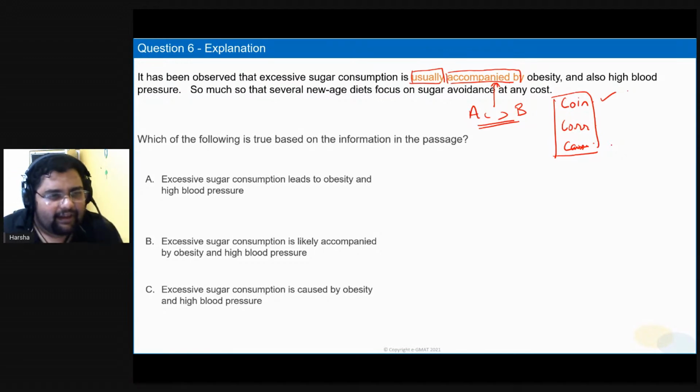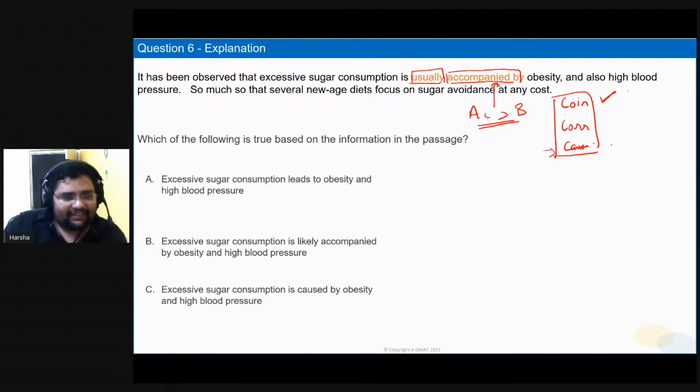It's like it was raining at the same time I ate a sandwich. There need not be any connection between these two. That's coincidence. Accompanied by is purely coincidence. So, what can you not infer? You cannot say that there is causality here. You cannot say that there is correlation.